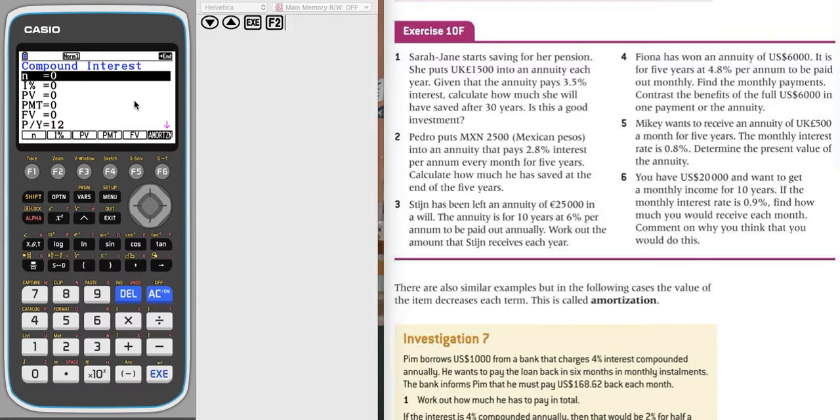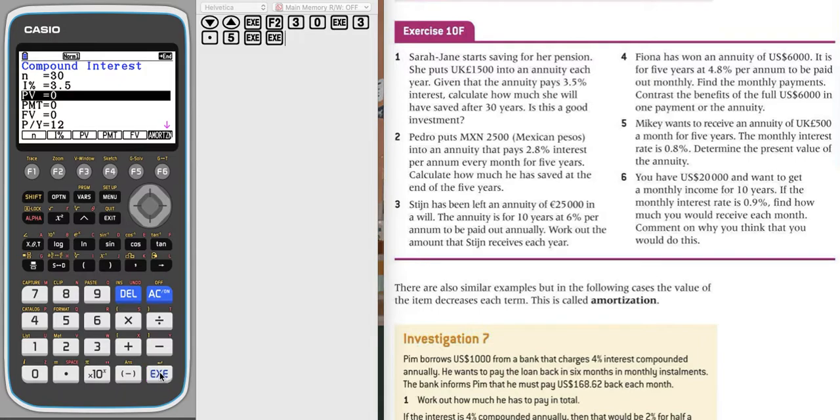Okay, so how many payments does she make? How many compound interest calculations are there? So 3.5% interest, so I assume it's yearly. So 30 of those. The interest rate is 3.5%. The present value is 0. You've got no money in the bank right now.